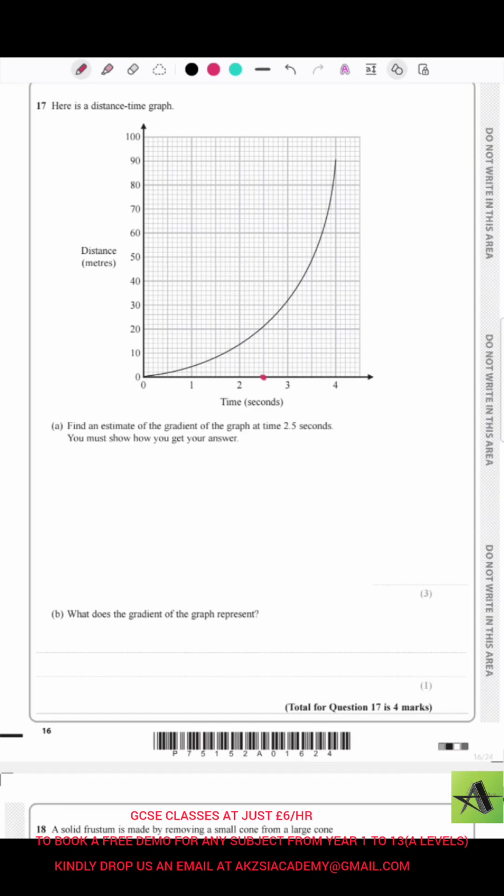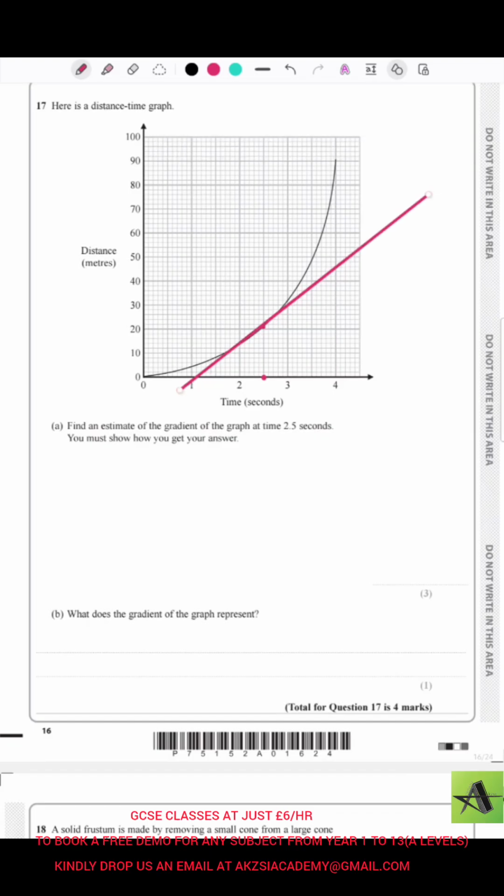I have to go straight up there. I'll find my point. So my point is here, and I have to draw a tangent. Why am I drawing a tangent? Because the gradient of a straight line is always the same. So the best way, if you want to calculate the gradient at a point, is to draw a tangent and calculate the gradient of that straight line. So it would look like this.